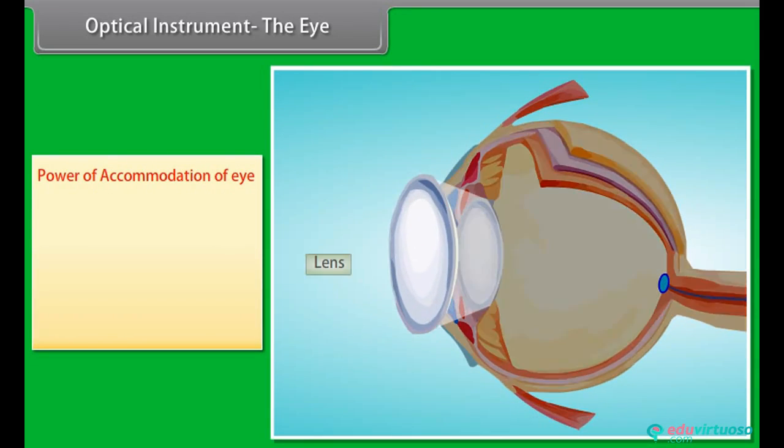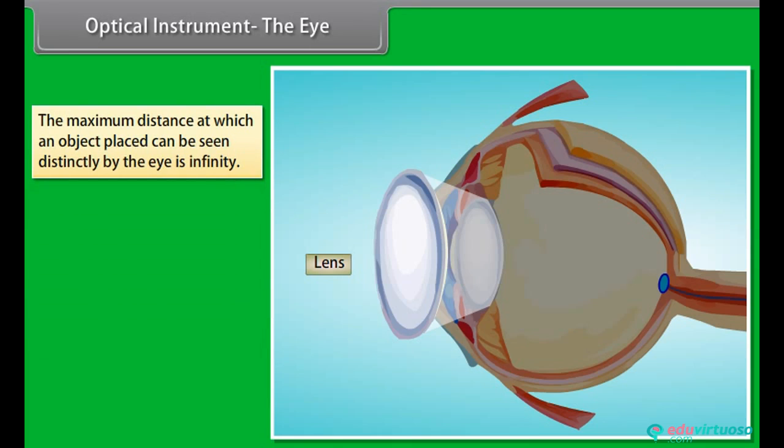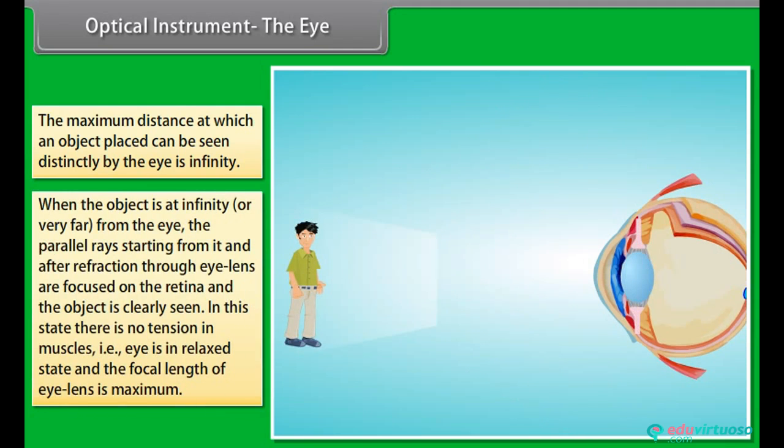Power of accommodation of eye. On account of elasticity of muscles, the eye lens has the ability to change its focal length, which enables us to see near and distant objects. This ability of the eye lens is called the power of accommodation. The maximum distance at which an object placed can be seen distinctly by the eye is infinity. When the object is at infinity or very far from the eye, the parallel rays starting from it, after refraction through eye lens, are focused on the retina and the object is clearly seen.